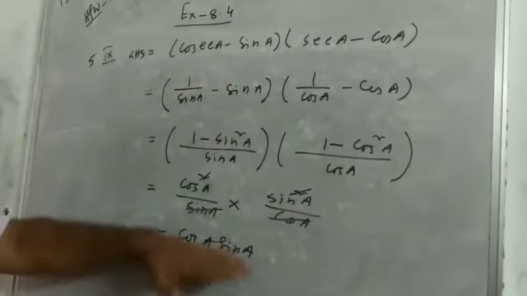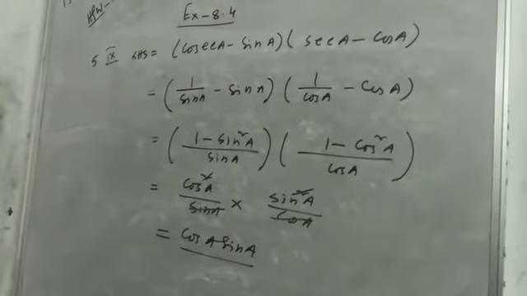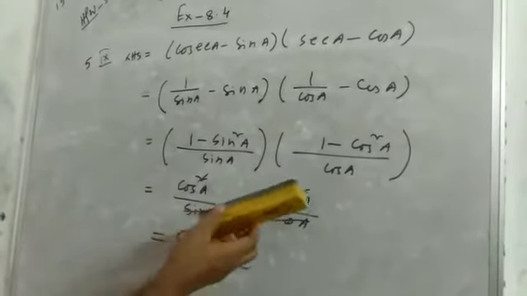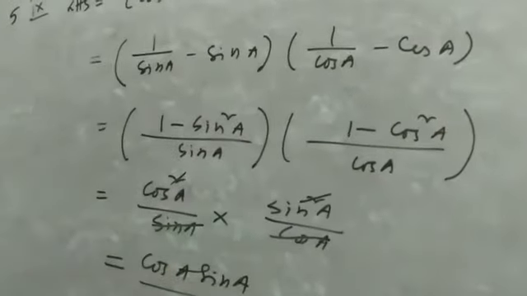How have we simplified it? Now we will take the right hand side terms. Again from the right hand side we will get cos A sin A.